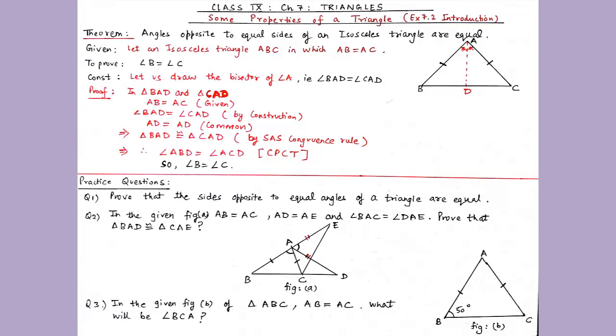Students, if they are congruent, then we can say that angle ABD is equal to angle ACD by CPCT. So angle B is equal to angle C.